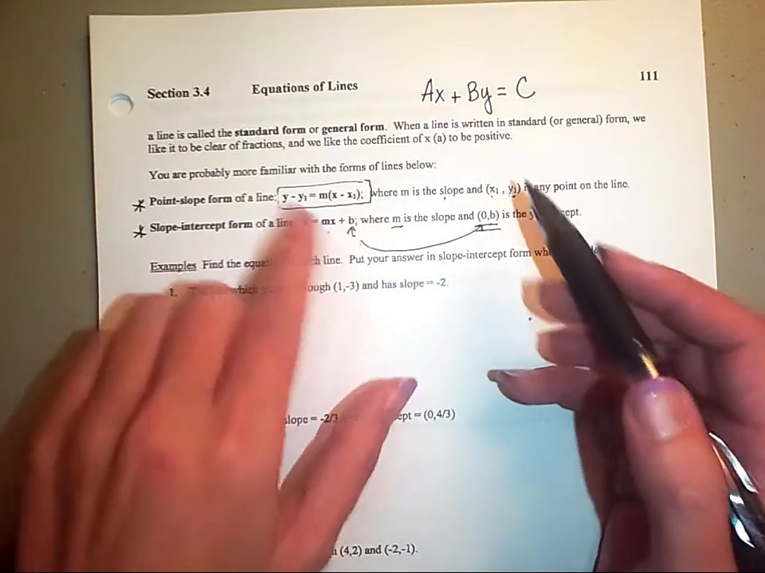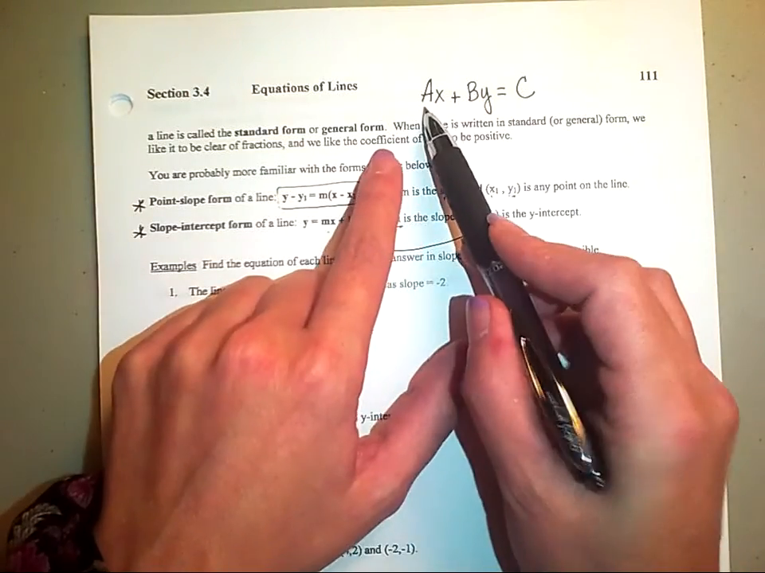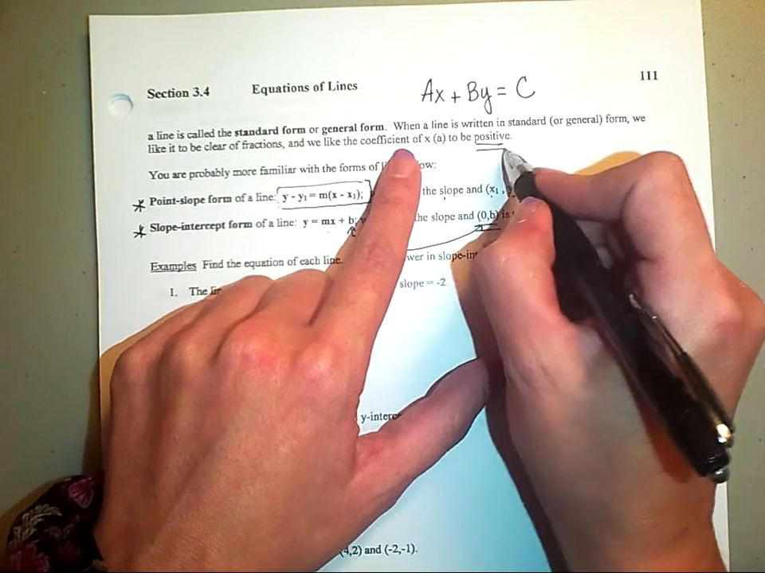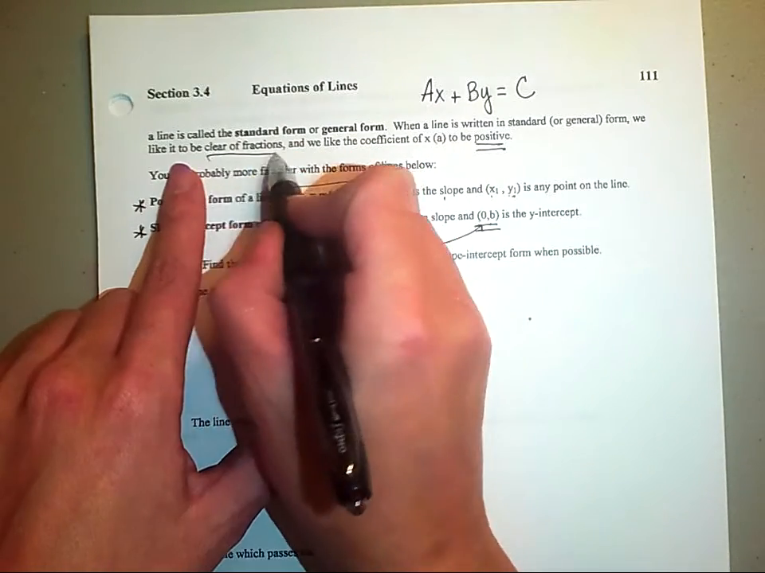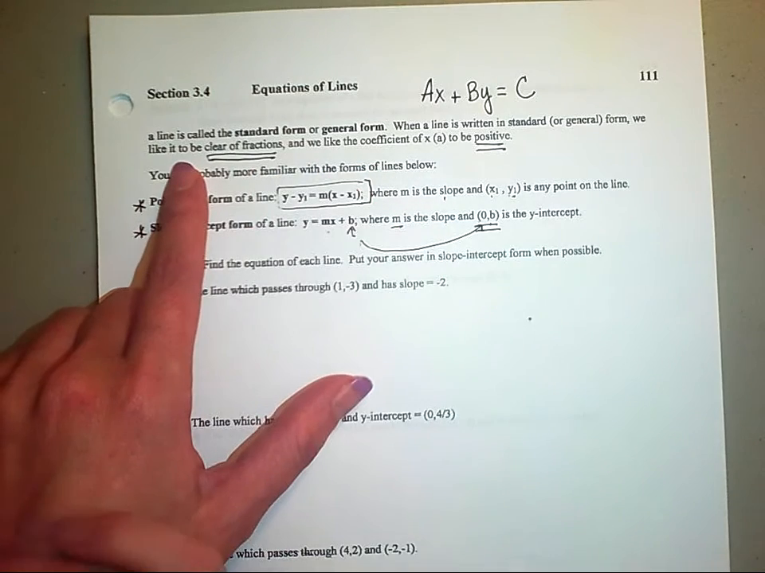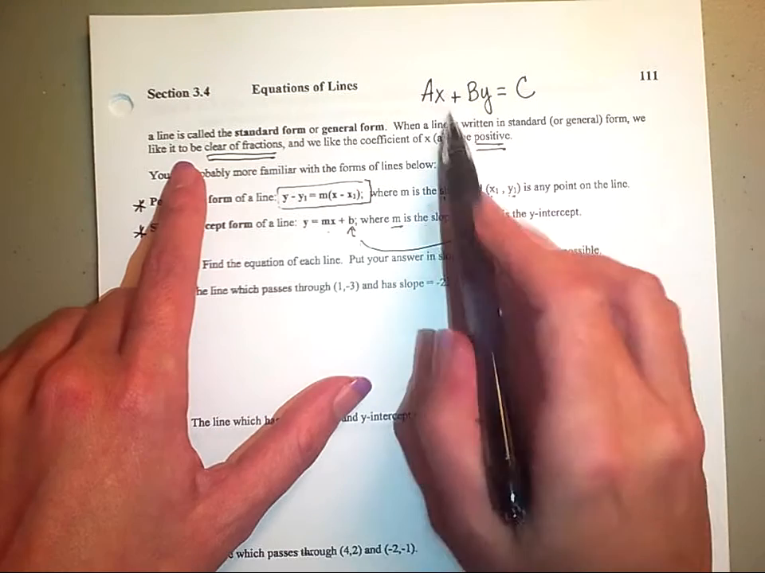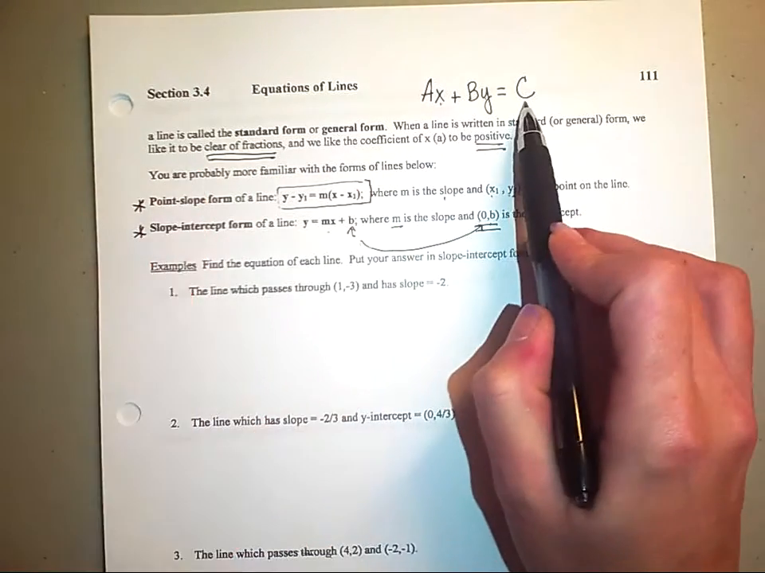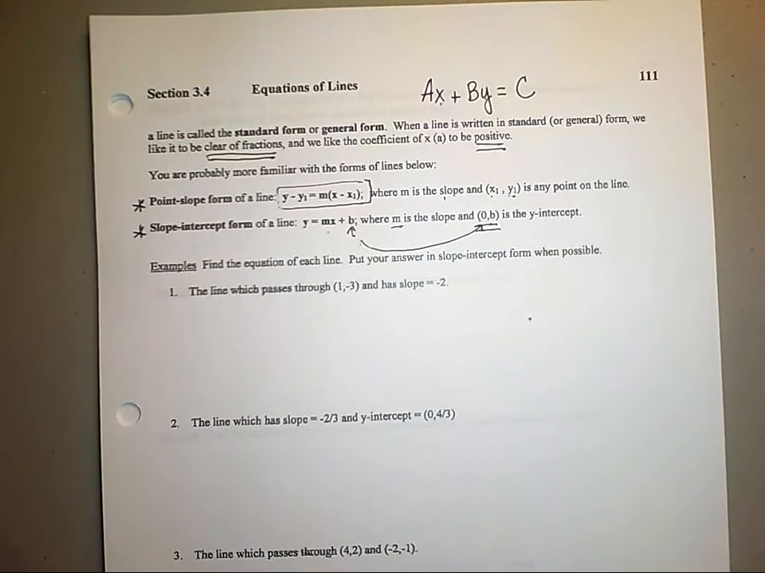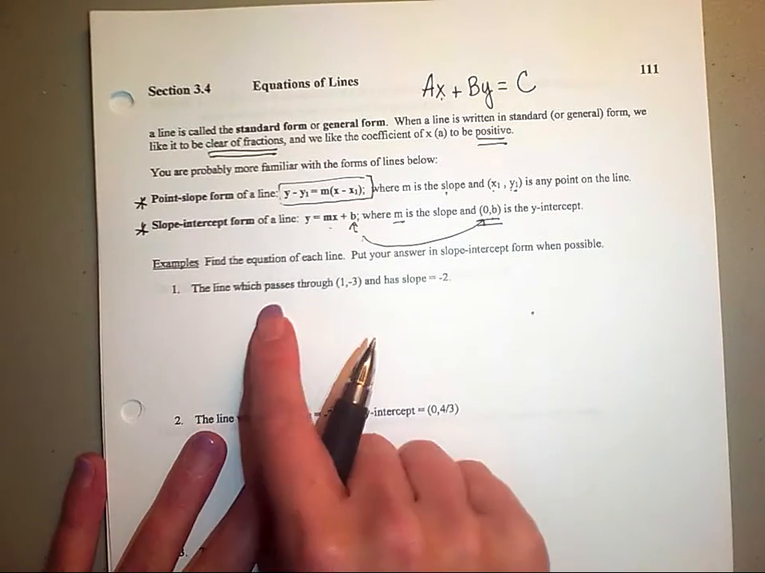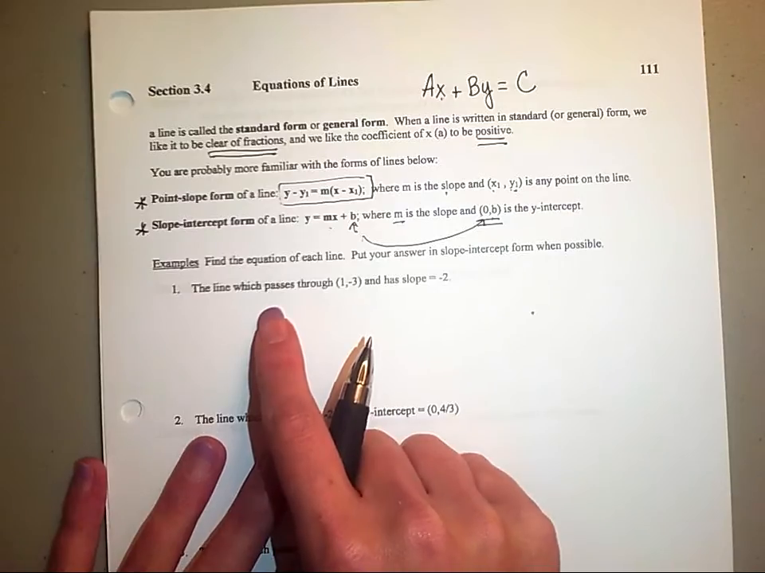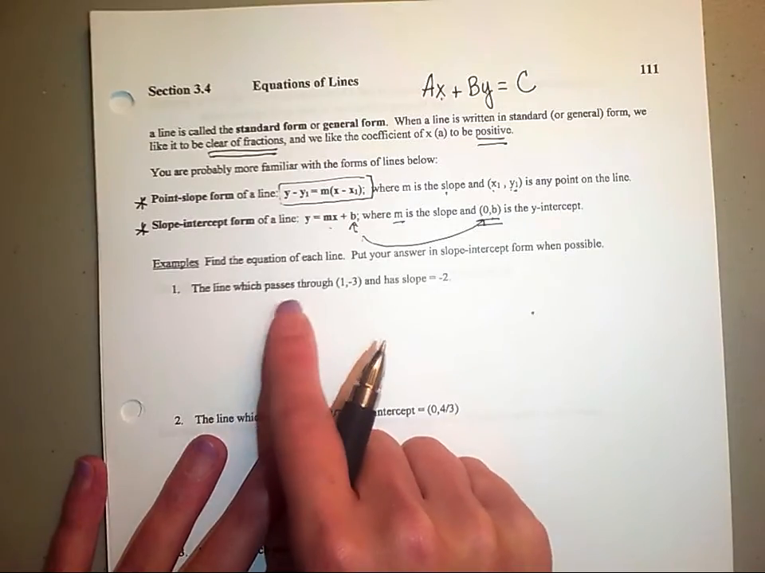But what do we want those to be? Well, a is the coefficient on x, and we want it to be positive. And we don't want any fractions. It needs to be cleared of fractions. So no fractions, variables on this side, and then the constant. So put those on your flashcards, and we'll work with it so you can see all of this. Okay, so we'll just jump right in. We're just trying to find the equation of lines.